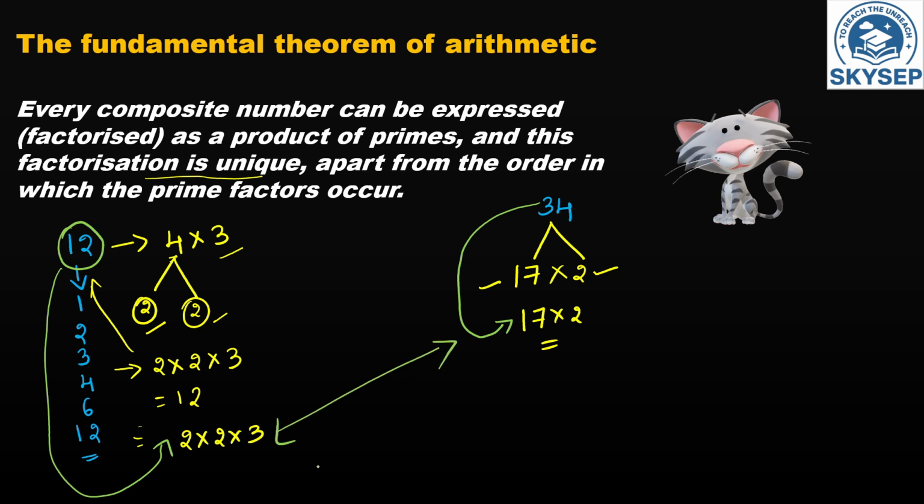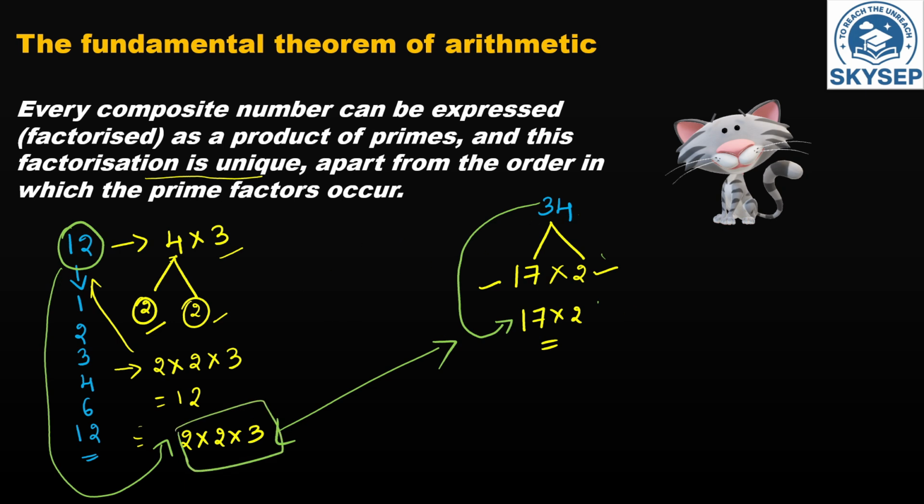Compare these two products of primes. So we can state that the product of primes is unique for each number. For the number 34, 17 into 2 will be the product of primes for 34 only. It will never be the product of primes for 12. For 12, it will have its own unique prime product.